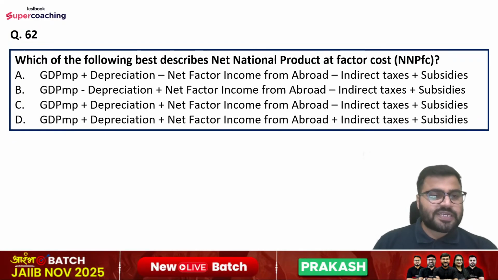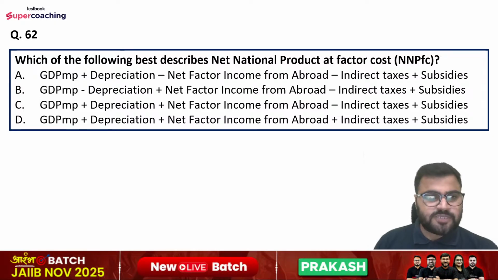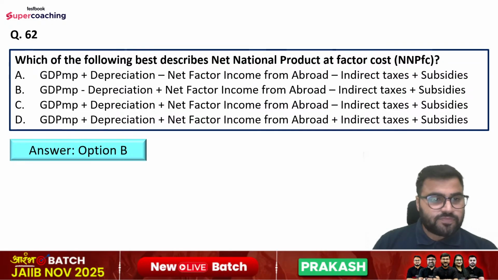Question number 62. Which of the following best describes net national product at factor cost, that is NNPFC? Options are GDP market price plus depreciation plus net factor income from abroad minus indirect taxes plus subsidies, GDP at market price minus depreciation plus NFIA minus indirect taxes plus subsidies, GDP MP plus depreciation plus NFIA minus indirect taxes plus subsidies, GDP MP plus depreciation plus NFIA plus indirect taxes plus subsidies. So right answer is option number B here.